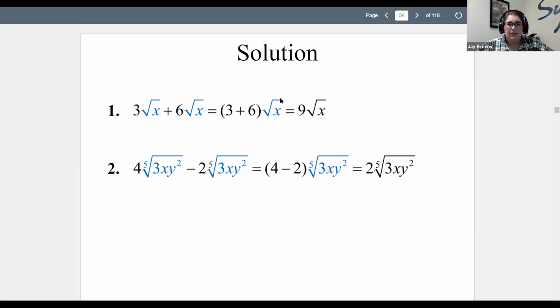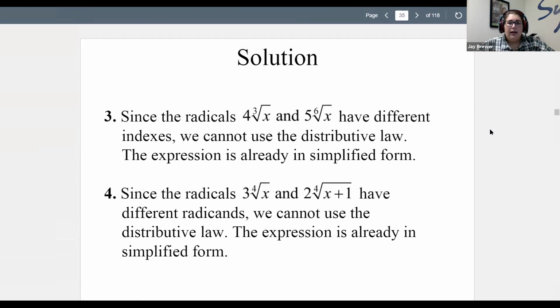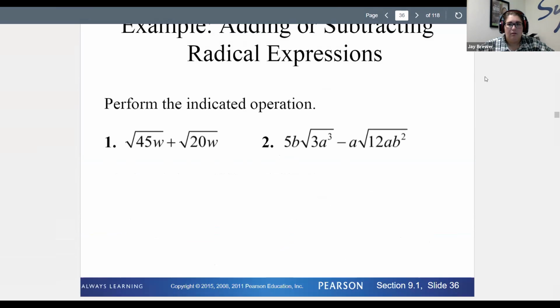All right, so once again, for those of you watching the video, there's a nicer representation of the answers. And then here is a much longer explanation of why 3 and 4 are already simplified.